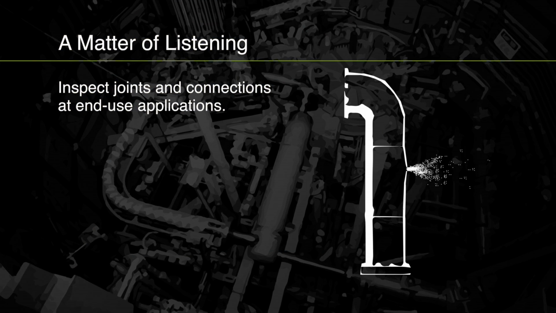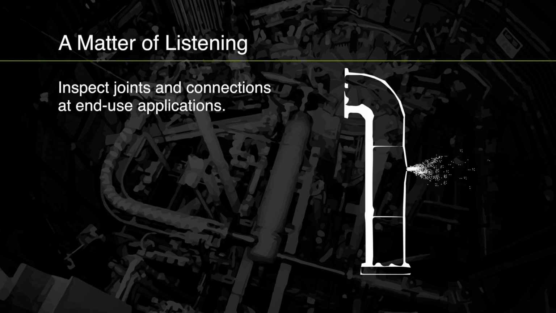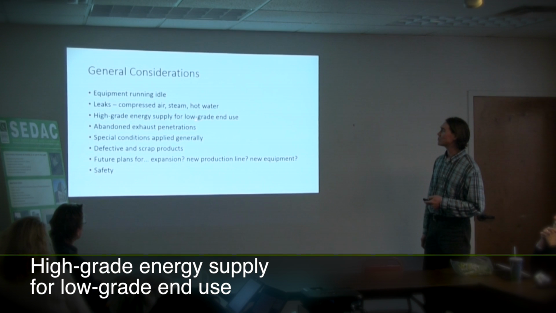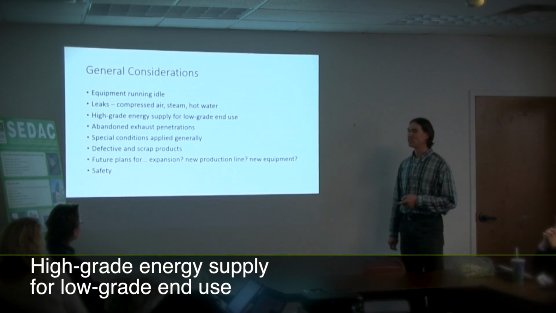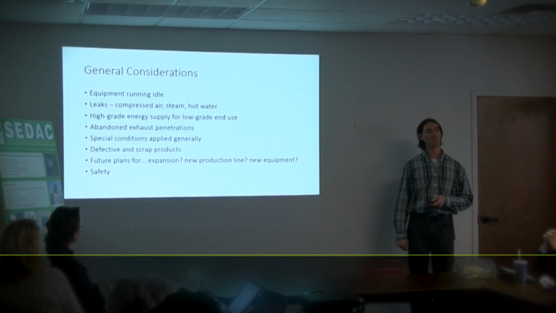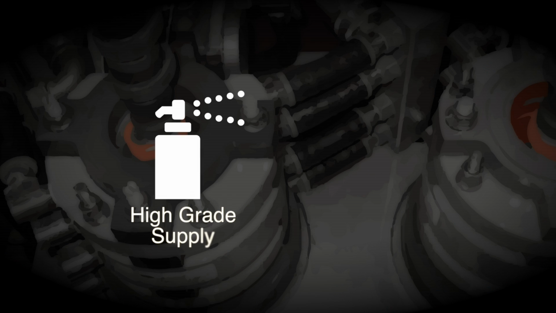In a lot of manufacturing facilities, you walk in and you hear compressed air. This one is a high grade energy supply for a low grade end use. For example, using compressed air instead of a broom.